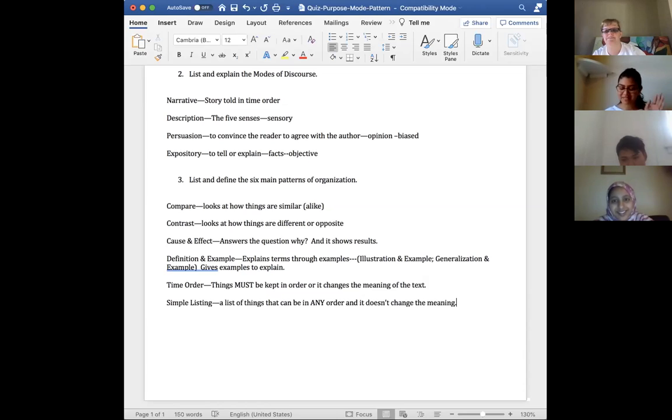No, I'm not changing it. I'm still sticking with the simple listing. I'm just thinking why it might be a time order, because it's step by step, like following the order. The first pig built the house with sticks, and the second one built the house with wood, and then the third with bricks. Okay, so you're thinking that because it says first, second, third, it might be time order. Yes, maybe, but I'm still sticking with the simple list.